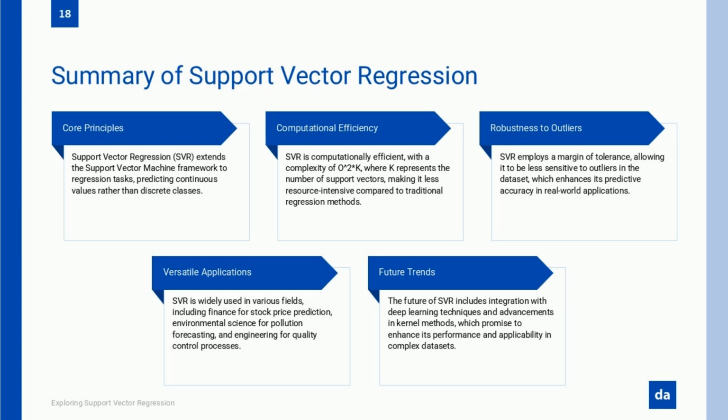One of the biggest strengths of SVR is its ability to balance precision and generalization. Unlike traditional regression models that minimize every error, SVR introduces an epsilon margin, allowing it to focus only on significant deviations while ignoring minor fluctuations. This makes it especially useful in fields where data is noisy or incomplete.